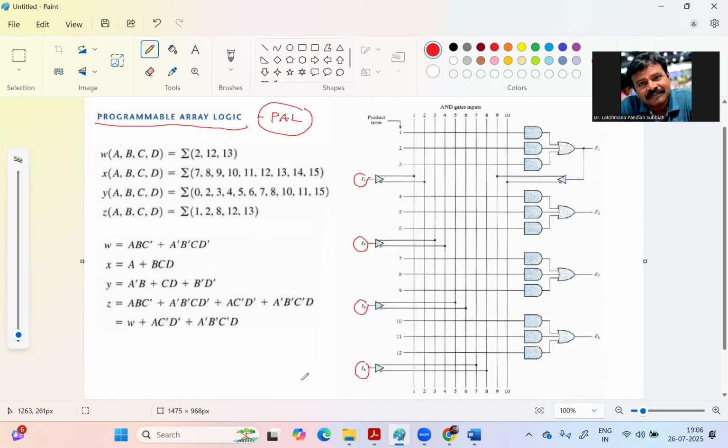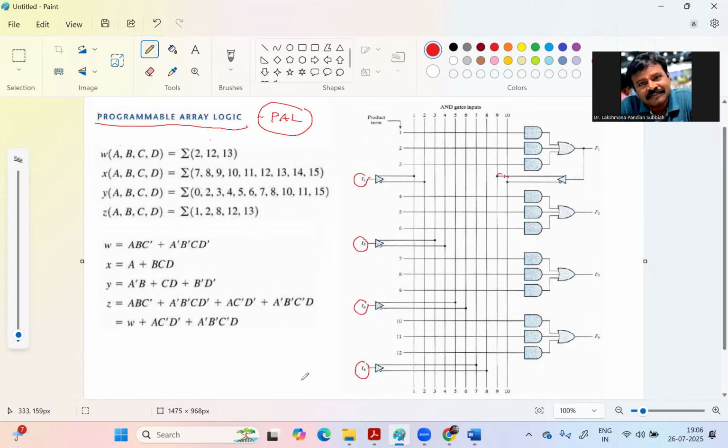We also have a feedback path: F1 has feedback, and similarly here we have feedback paths. So we can give one feedback path or two lines, connected wherever you want.